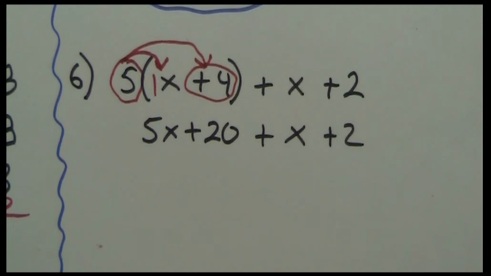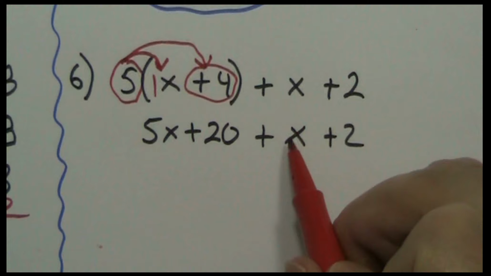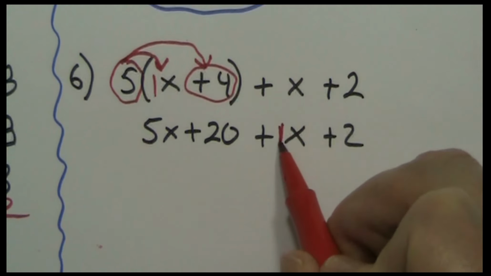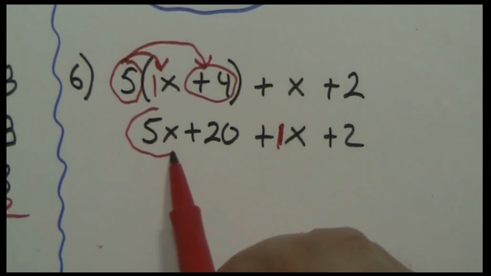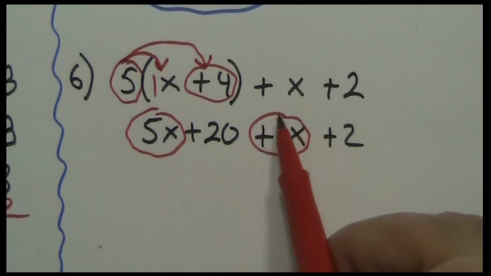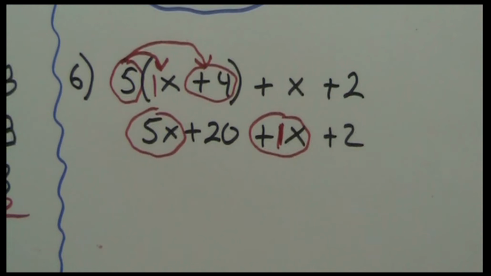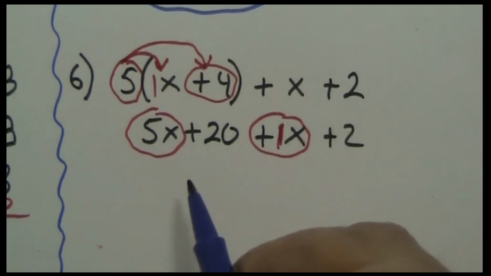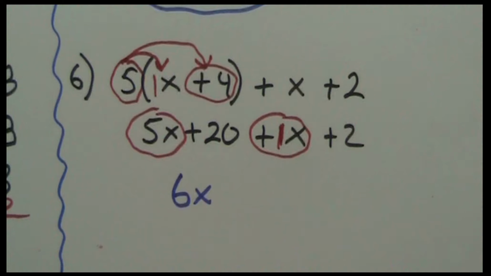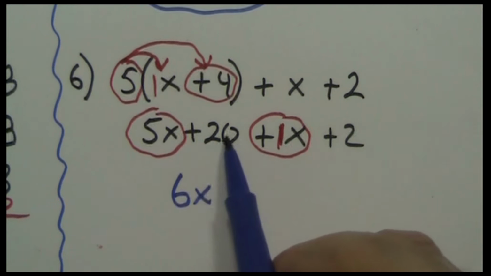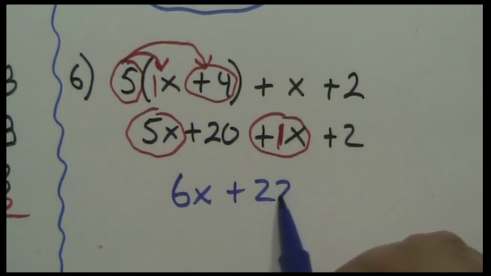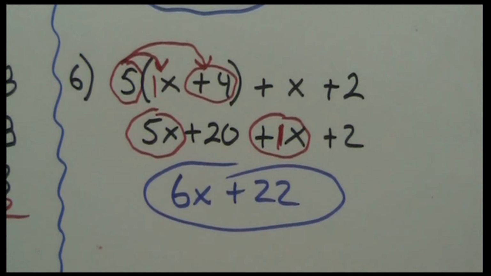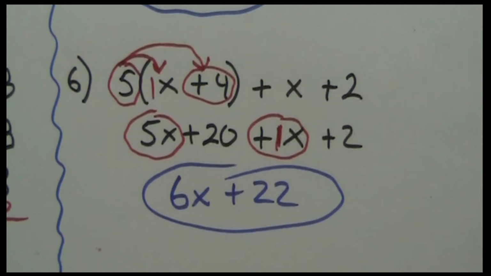Okay, let's combine our x's. Notice that this is a 1x. That's the invisible 1. So let's put those together. 5x and 1x would make 6x. 5 and 1 make 6. And then we have our constants, which is 20 and 2. 20 plus 2 is just 22. And that's all we can do. There's nothing more.